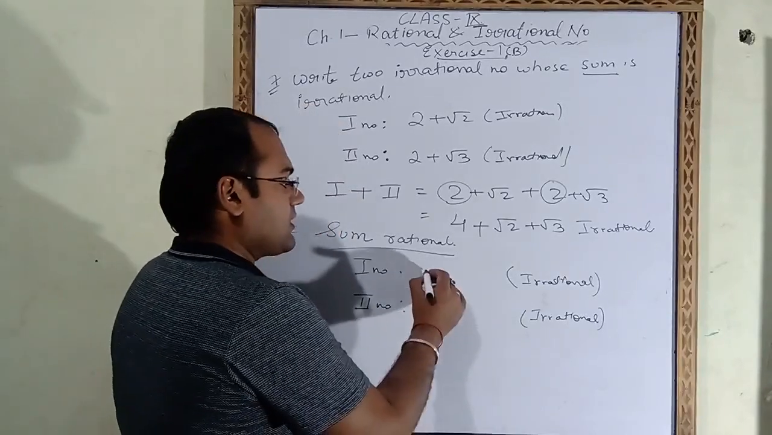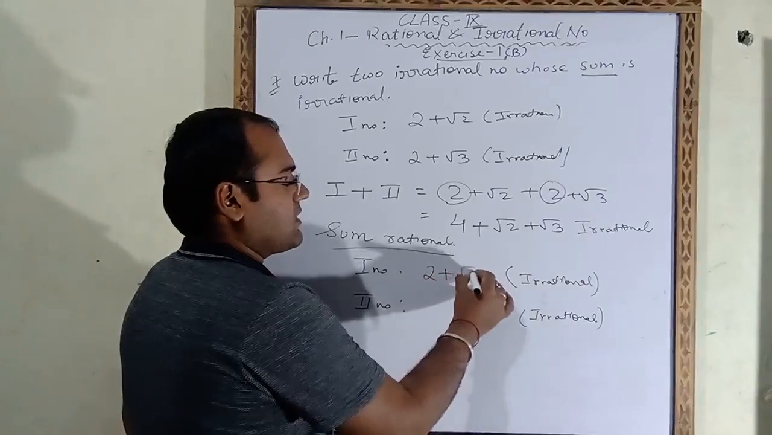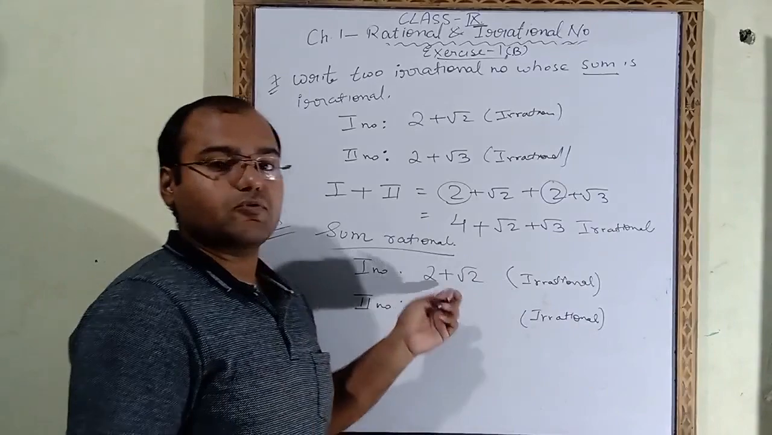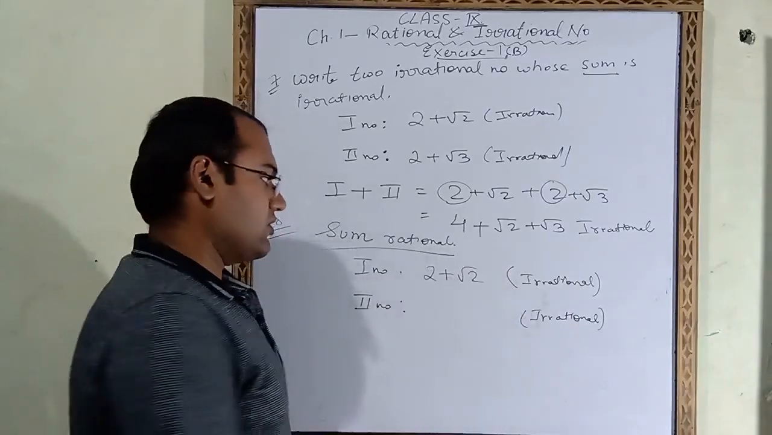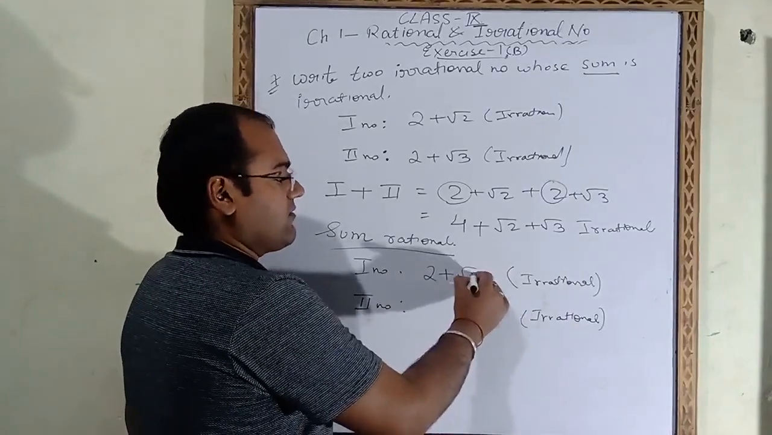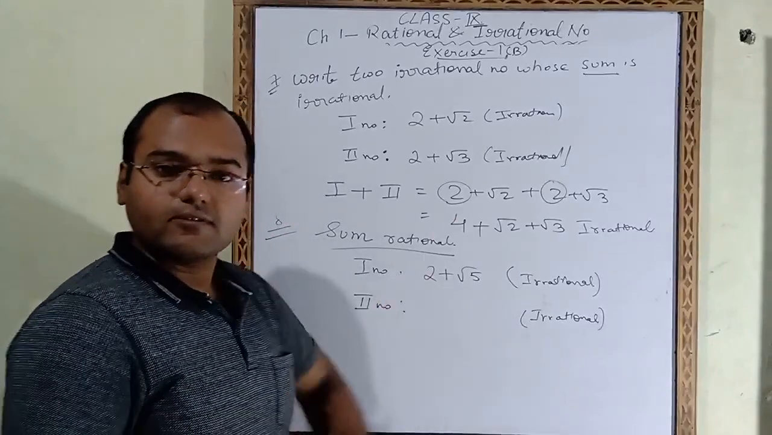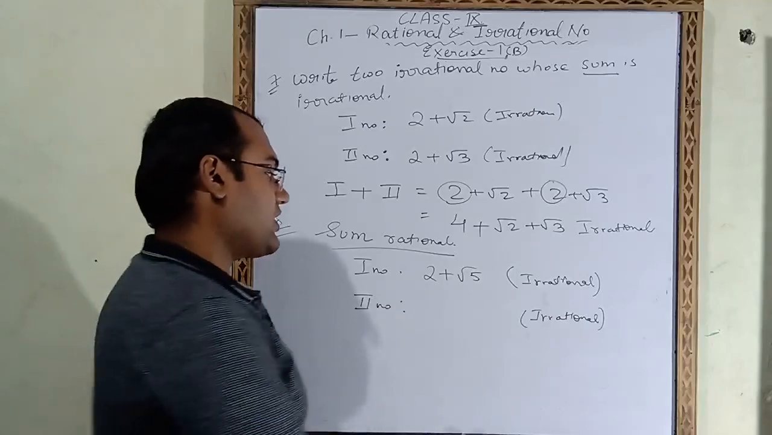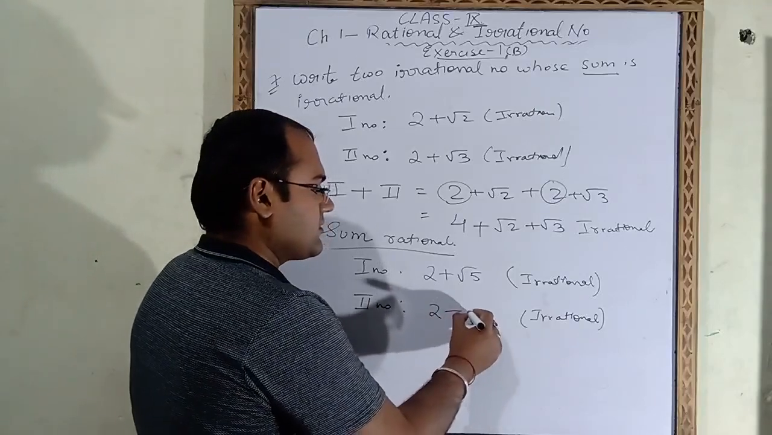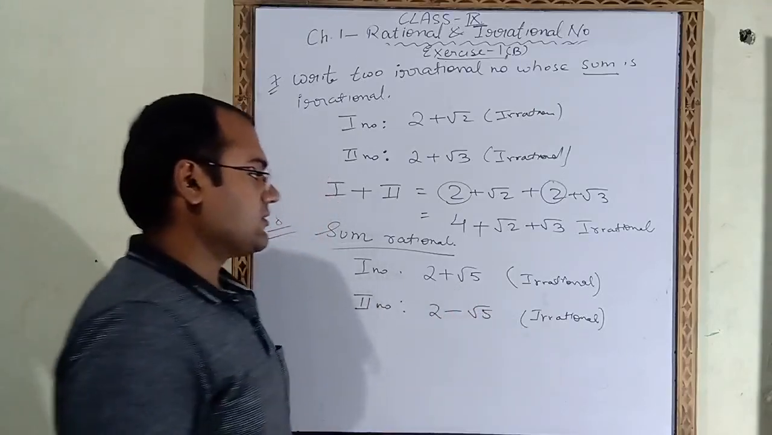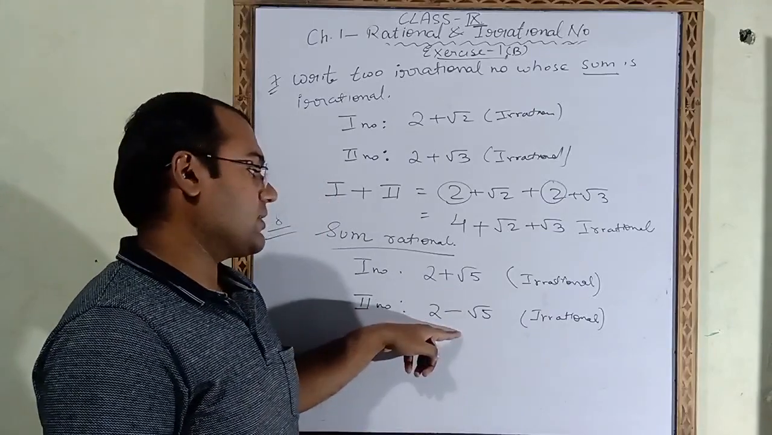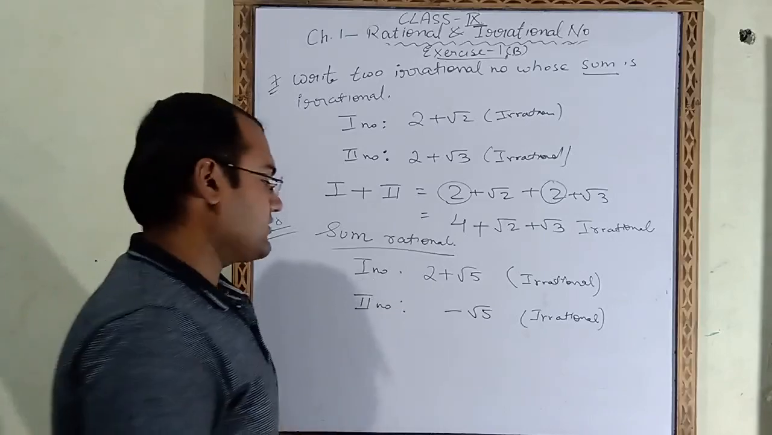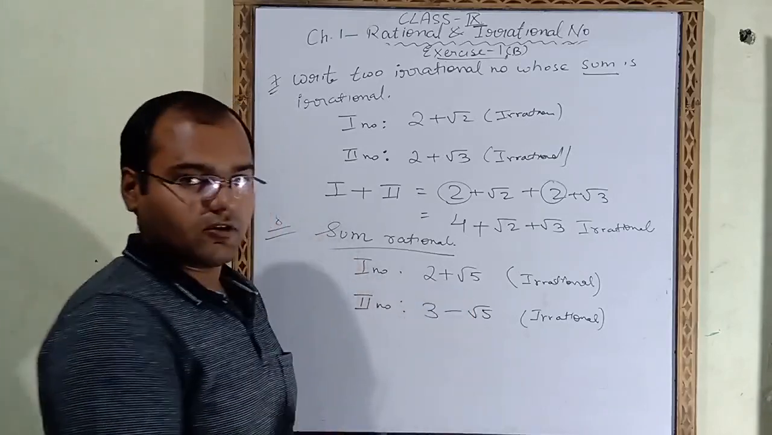So what we have to do? This time we will take first number 2 plus root 2. Anything you can take. It is not compulsory that you have to take 2 plus root 2 only. You can take 2 plus root 5 because root 5 is irrational. Now this time what you have to do? You have to take opposite sign number. Instead of 2 we can take any number. It is not compulsory. We can take 3 instead of 2 also.